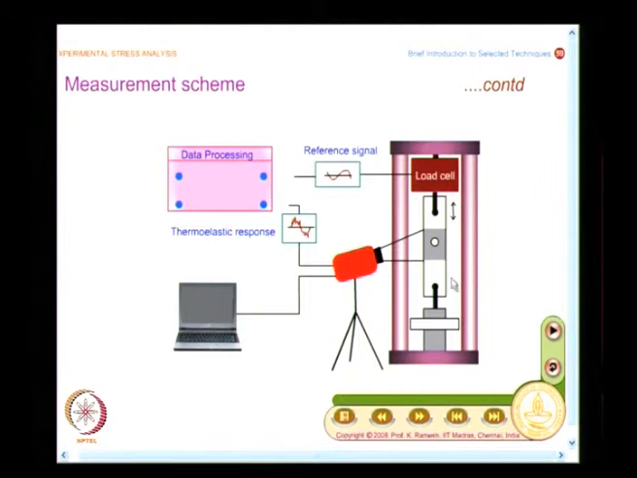The essence here is that I have a specimen, the region of interest is painted black, and this arrow shows that I am applying a cyclical loading. I go up and down, a cyclical loading. So, the model is subject to cyclical loading, and this event is recorded by a thermoelastic camera.